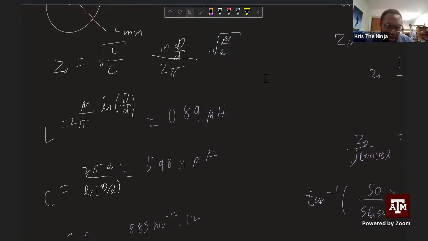So we take the natural log of D over d. I didn't put parentheses around it, but I should have. So this should have parentheses around it. So we take that 1.1 whatever value, and we divide that by 2 pi, and then we multiply that number by the square root of L over C. So we take that 0.89 microhenry. Let me go ahead and put this in the square root.